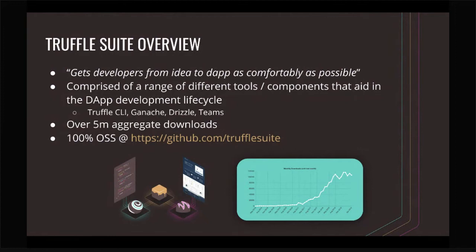It gets a little confusing because Truffle Suite sounds like just Truffle, but we actually have a bunch of tools in there. So over the CLI, which we'll talk about in a moment, something called Ganache, formerly TestRPC, which is a personal blockchain. Again, we'll unpack that a little bit. Drizzle, a front-end framework, and the newest tool in the suite is something called Truffle Teams.